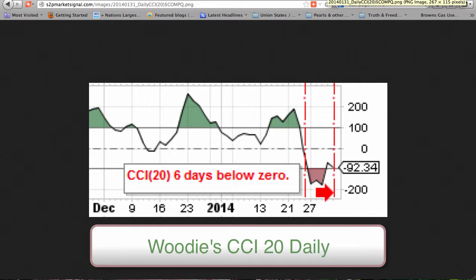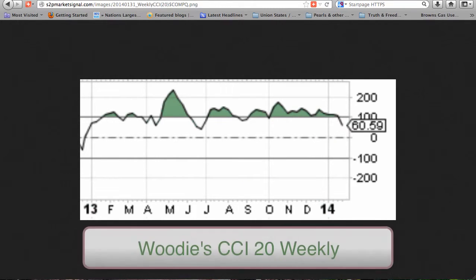The weekly CCI 20 of the Nasdaq Composite Index began a Woody's uptrend 50 weeks ago, while the daily CCI 20 began a Woody's downtrend this past week. The CCI 20 weekly has now dropped below plus 100, but remains outside the plus or minus 50 range for a valid zero-line reject entry signal.